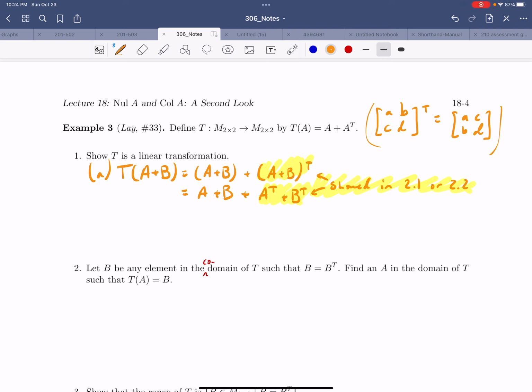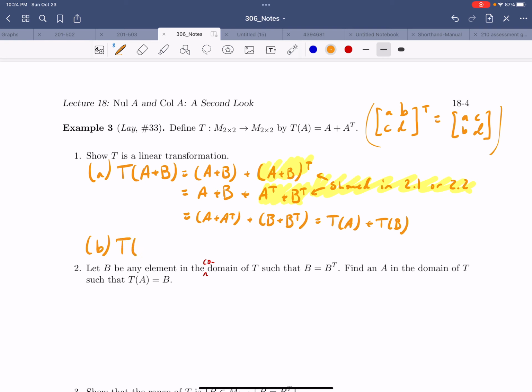And then how is this helpful? Well, because we can rewrite this as A plus A transpose plus B plus B transpose. And that's, of course, the same thing as T of A plus T of B. So you see how we did that? We showed that T of A plus B equals T of A plus T of B. So T satisfies that first linear criterion.